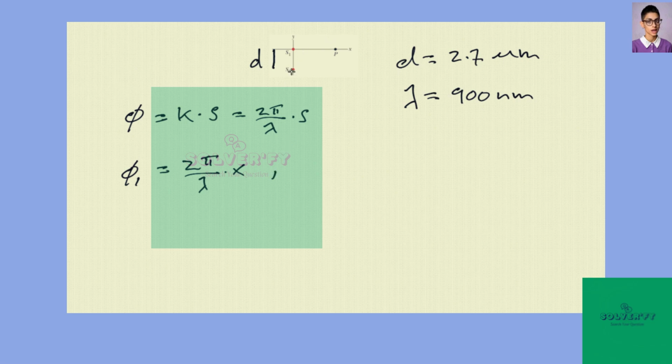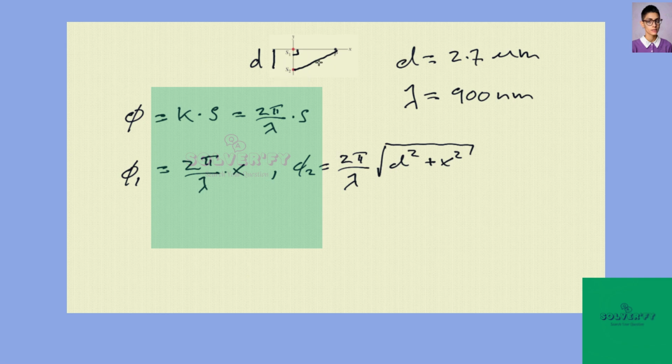And phase 2 is going to be this hypotenuse of this triangle here. This is a right angle, and the distance on this leg is d. So phase 2 is going to be 2 pi over lambda, and then the distance here is this hypotenuse, so that's going to be the square root of d squared plus x squared.